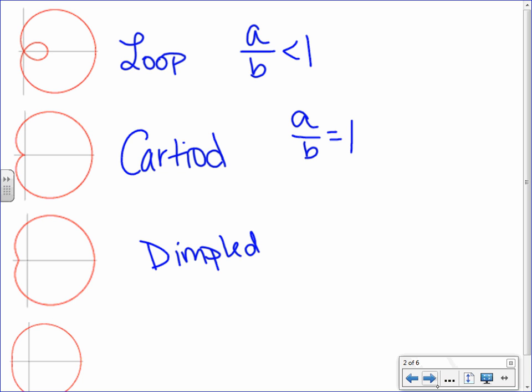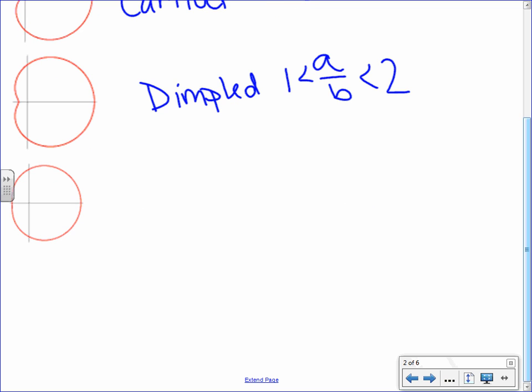Okay? And then the last, how do we know it's dimpled? A over B is bigger than 1, but less than 2. Strictly less than 2. Right? Because then our fourth one is called convex. Okay? And even if you didn't take notes, the most obvious observation for A over B, greater than or equal to 2.